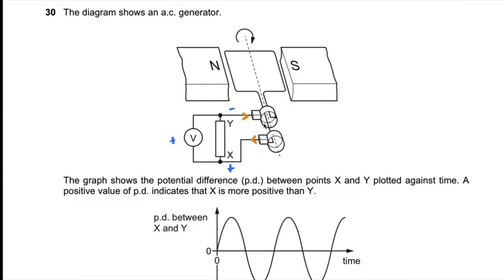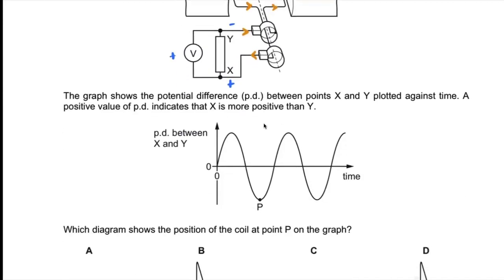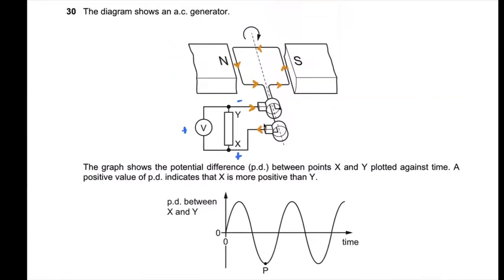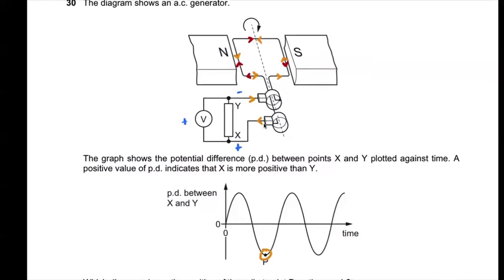So if you look at this current flowing throughout the same coil, it's going to be going like this. It says which diagram shows the position of the coil at point P on the graph. Point P is where the EMF is negative, so the potential difference is negative. This means current must now be flowing the other way around. So in this case, the current must be flowing like this, this, this, and this.